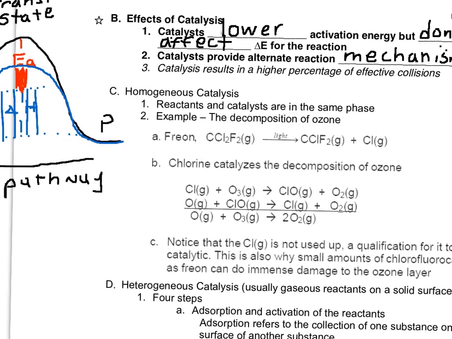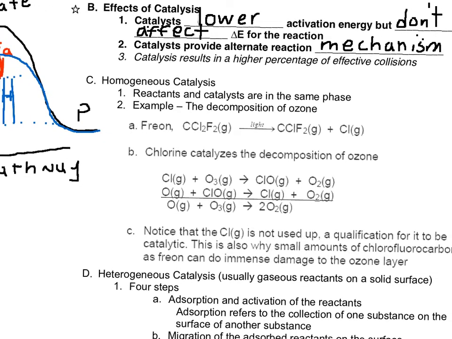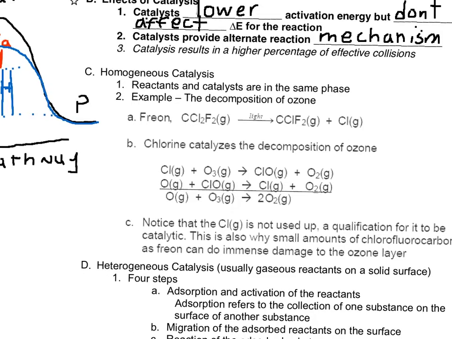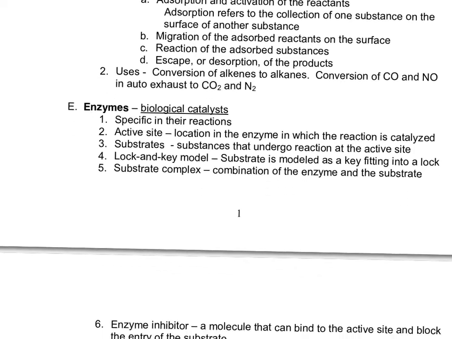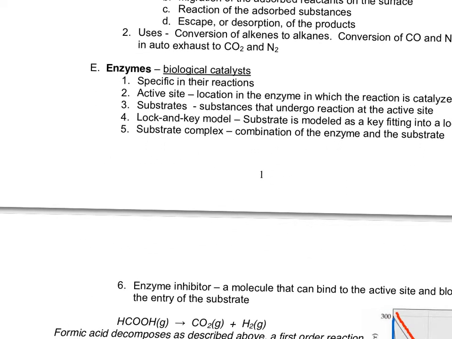Catalysts can be homogeneous or heterogeneous. If they're homogeneous, that means they're in the same phase. If they're heterogeneous, they're in a different phase. One important group of catalysts are called enzymes. You learn about enzymes a lot in biology. These are catalysts that are found in biological organisms like us.